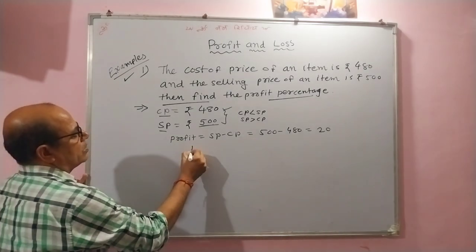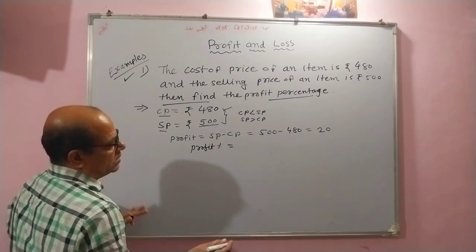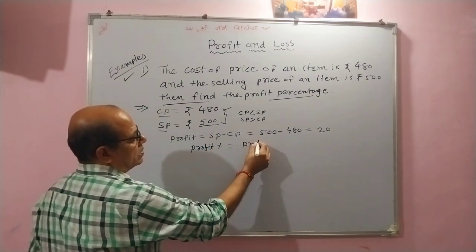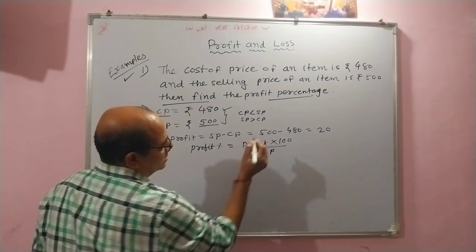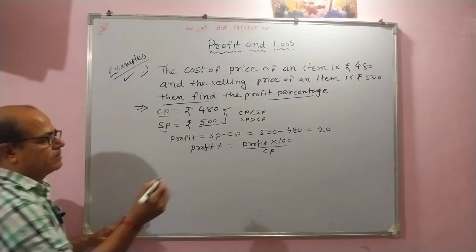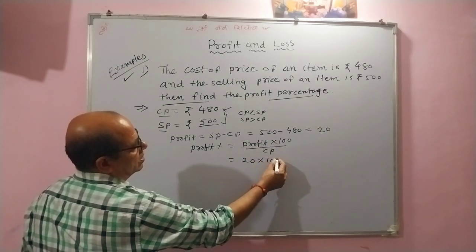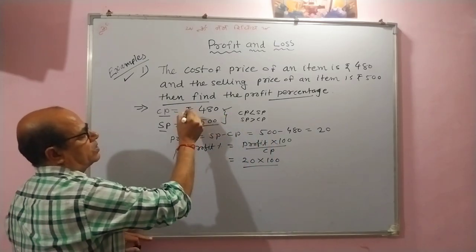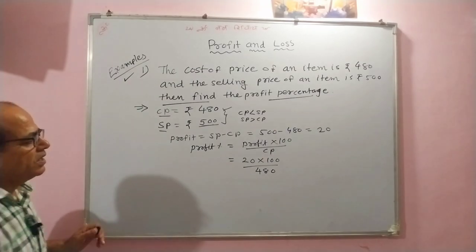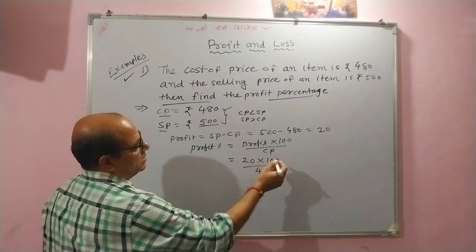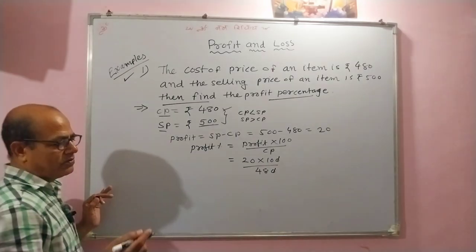Now here you have to write profit percentage is equal to profit into 100 divided by CP. This is the formula of profit percentage. Now what is profit? 20 rupees, and 100 for finding out percentage. What is CP? 480. Right? Now you have to cancel whatever is cancellable. First of all we will cancel the 0 and 0.